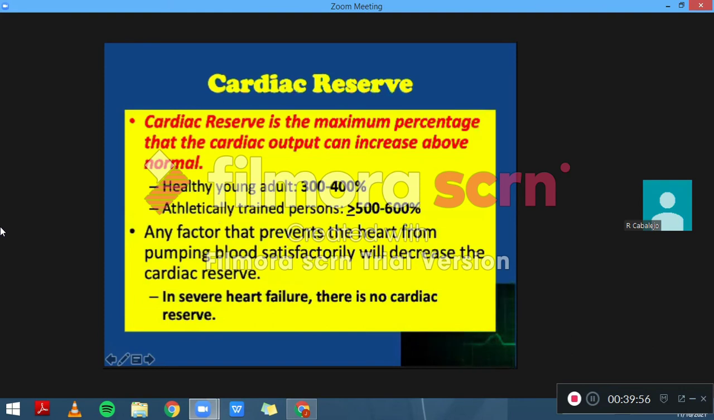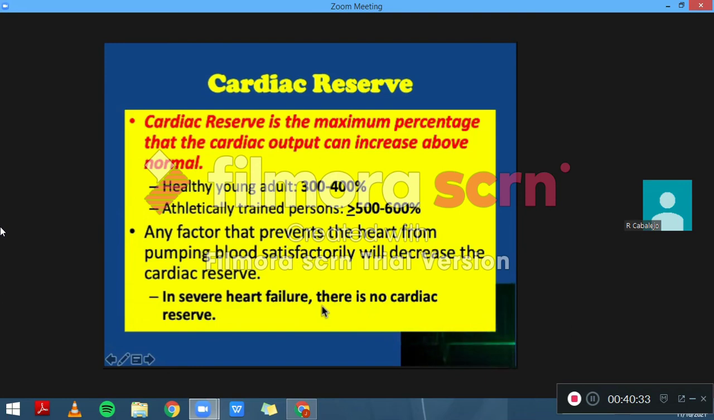So what is cardiac reserve? Like we've mentioned before, this is the maximum percentage that the cardiac output can increase above normal. In a healthy young adult, you have a 300 to 400% cardiac reserve. If you are athletically trained, you may have as much as 600% of a cardiac reserve. And any factor that prevents the heart from pumping blood satisfactorily will decrease the cardiac reserve. Thus, in severe heart failure, there is no cardiac reserve.